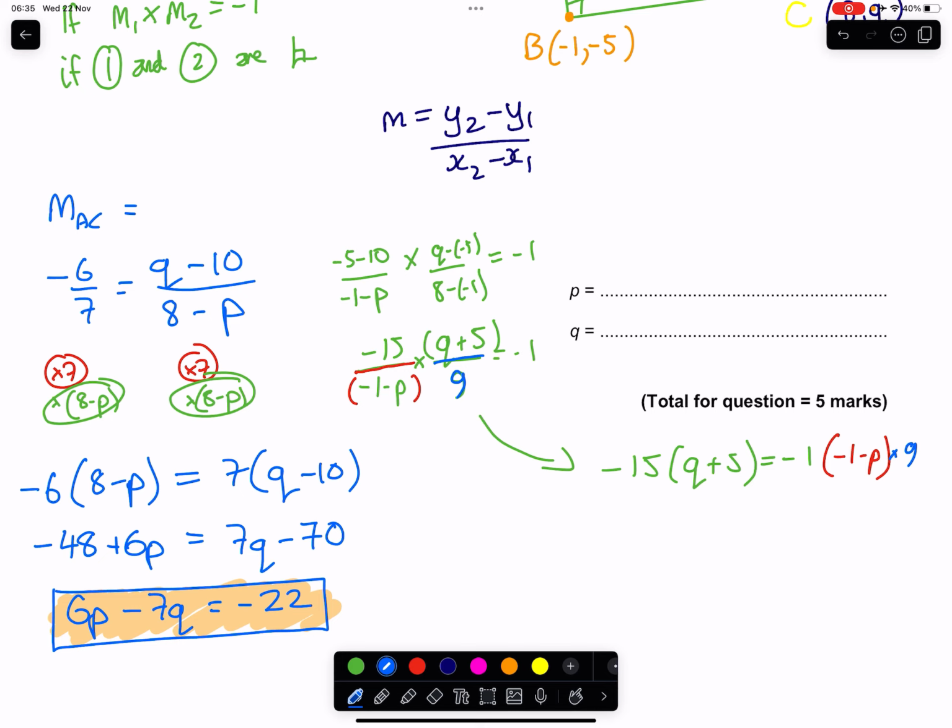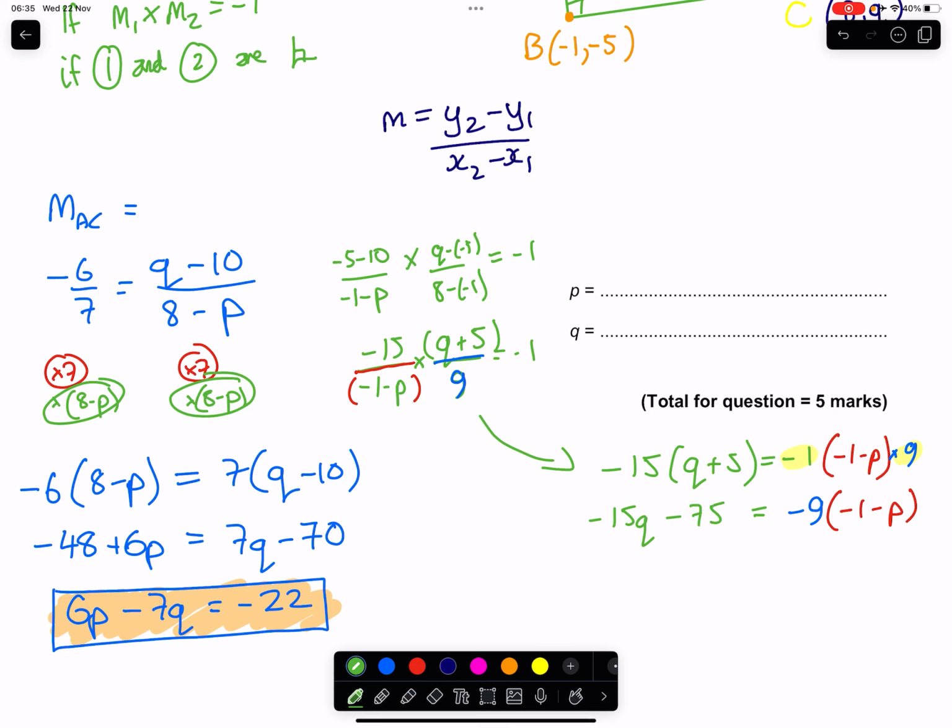Now I'm going to break out those brackets. First thing I'm going to do on the right-hand side here is multiply that minus 1 and that 9 together first before breaking out the red bracket. You'll just be more likely to not make a mistake if you do it that way. The left-hand side will give us a minus 15 times Q and a minus 15 times 5.